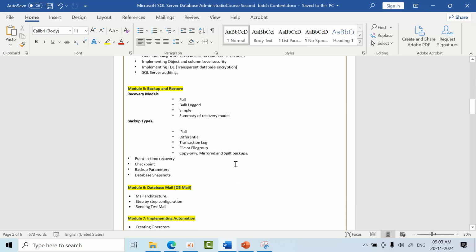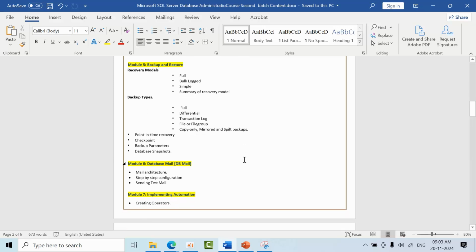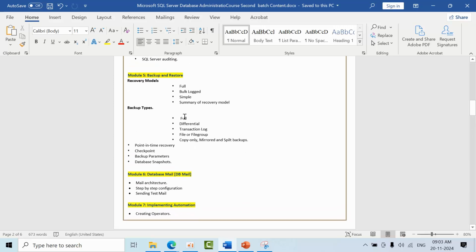And coming to module 5, it's backup and restore. We have to understand recovery models, backup types, and database snapshots, and how we need to take the backups and how we need to restore.